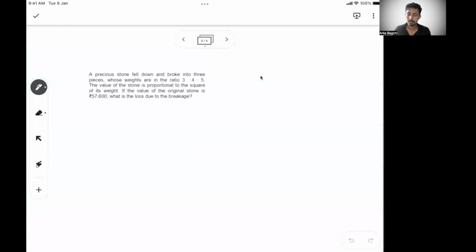They said this is a very good problem and has come multiple times in exams. So they said a precious stone fell down and broke into three pieces, 3, 4, 5. The value of the stone is proportional to the square of its weight. So we can say the value is k into W square. And the original value of the stone is 57,600.